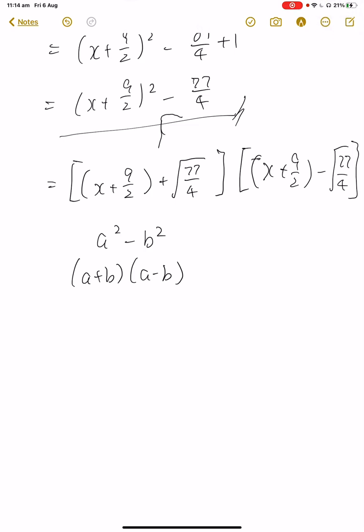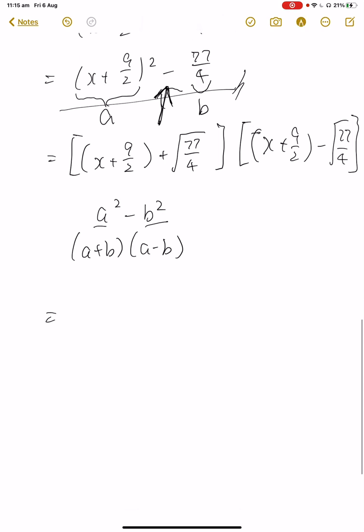Since this here is a minus value, you can technically call this a. All of this becomes a, and then this becomes b. So then you've created your a squared minus b squared, and then you can make it a plus b and a minus b. So b is 77 on 4, so it's root, and then the squared is there, so it cancels, and then you've got this, which is just ugly and all around annoying and completely useless. But you might get it, so here you go.